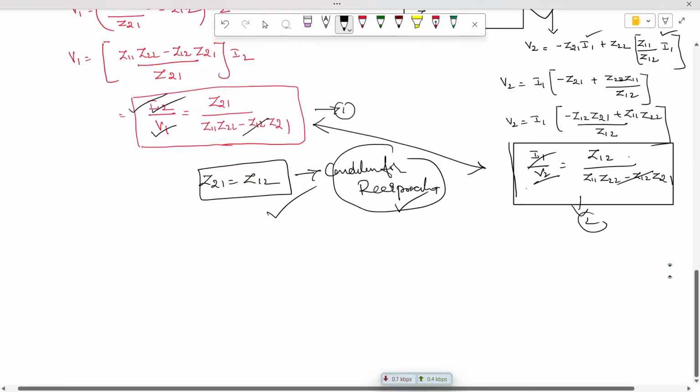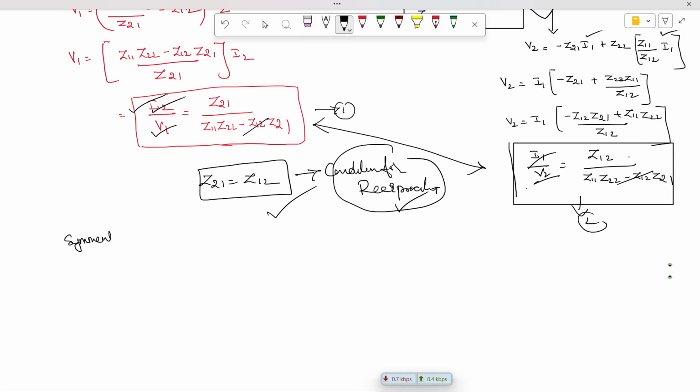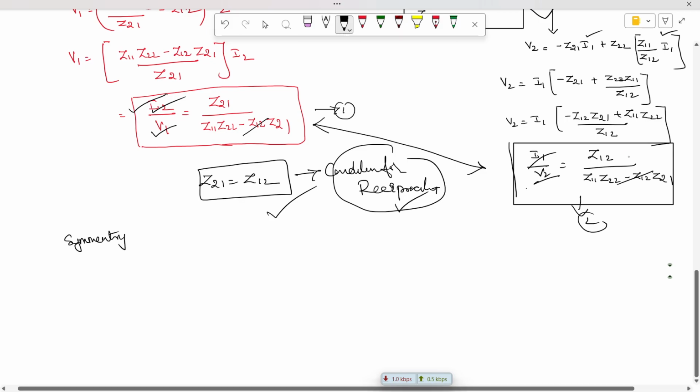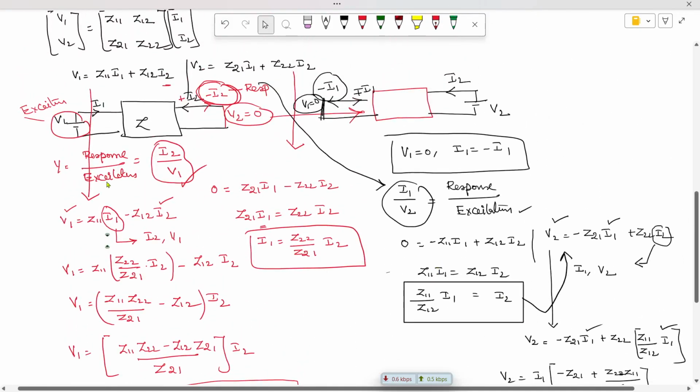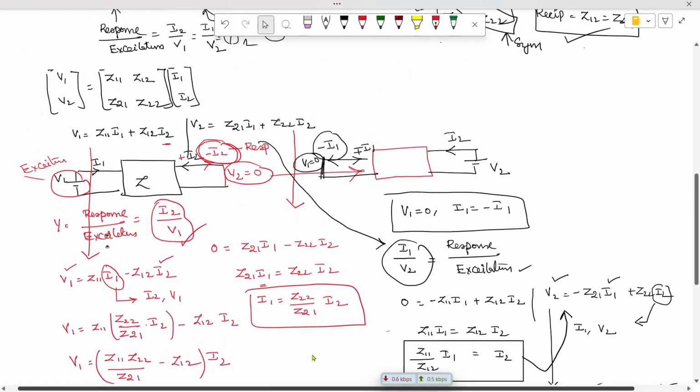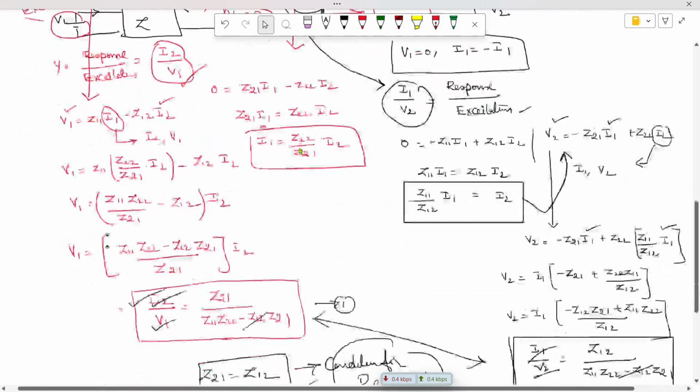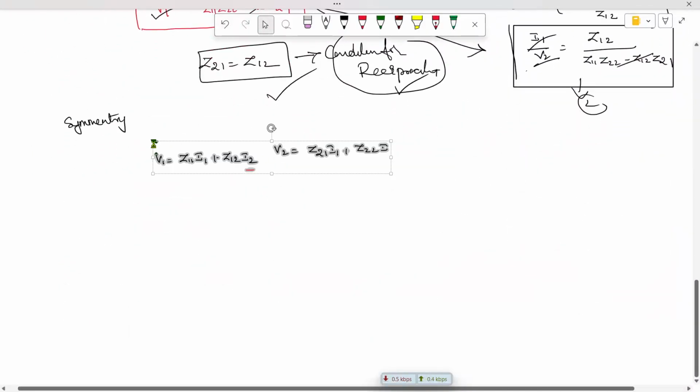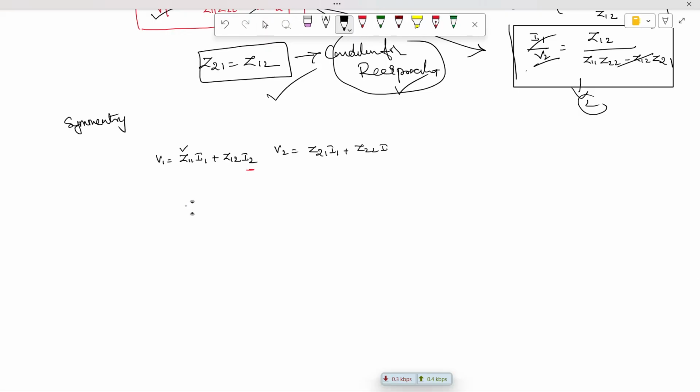Now we want to prove the condition for symmetry. So what is the condition for symmetry? Already we have the basic formulas here. The conditions mean we want Z11 as well as Z22. So this is V1 = Z11 I1 + Z12 I2, V2 = Z21 I1 + Z22 I2.